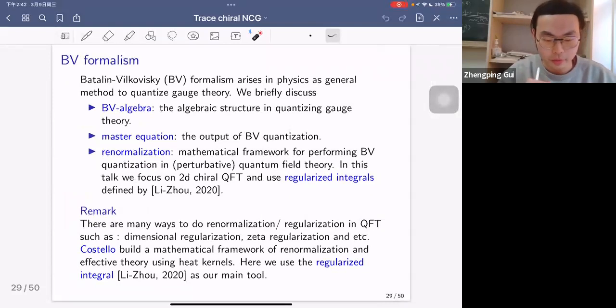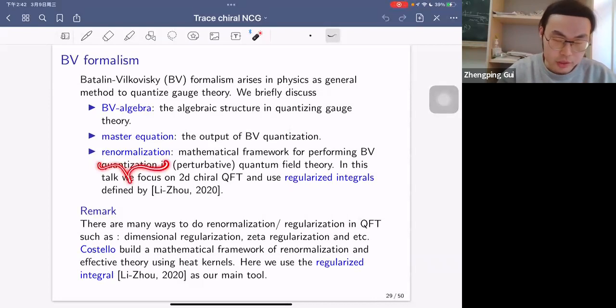Let me briefly review the BV formalism. The BV formalism is a formalism to deal with the quantization problems for theories with very large gauge symmetries. The mathematical structure in the BV formalism consists of three parts. The first is a BV algebra. This is an algebra describing the quantization of the gauge theory, and the master equation describes the quantum consistency of this quantization.